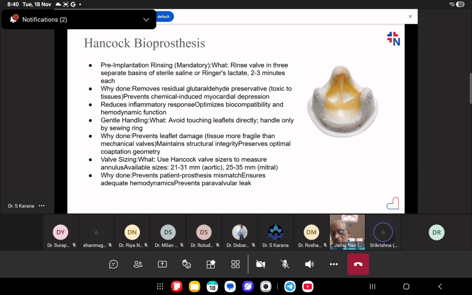Second, testing the valve is important. You have to be very, very gentle testing the bioprosthetic valve, because you have to open the leaflets and see whether you have left any loops on the ventricular side.